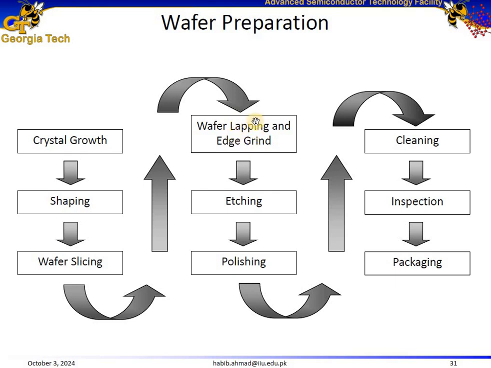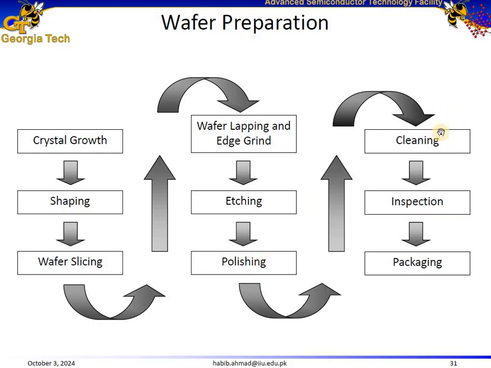The surfaces are smoothed using lapping, and the edges are rounded to reduce breakage risk. We know that silicon is brittle, so if the edges are rounded, this reduces the chance of breakage of the wafers. Chemical etching removes surface damage from slicing and lapping, and it results in smooth surfaces. The wafers are polished, and it gives a mirror-like look, a defect-free surface which is needed for semiconductor manufacturing.